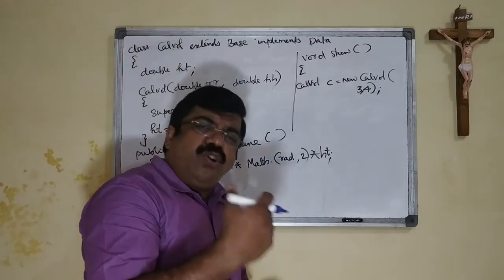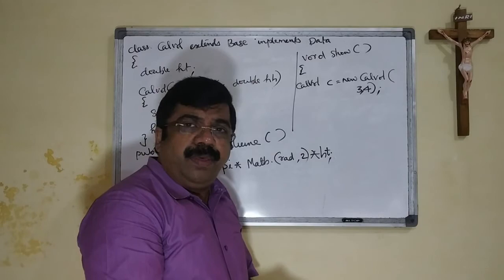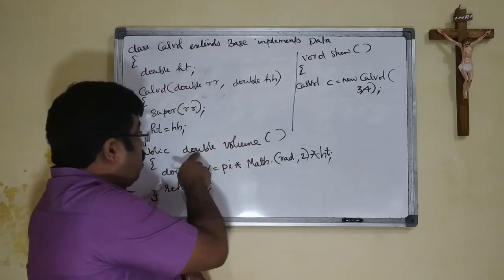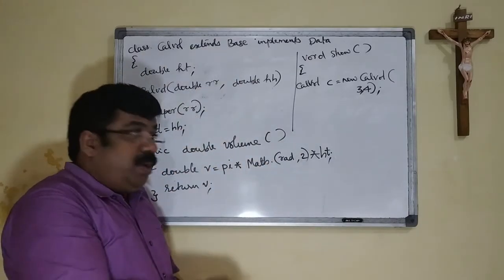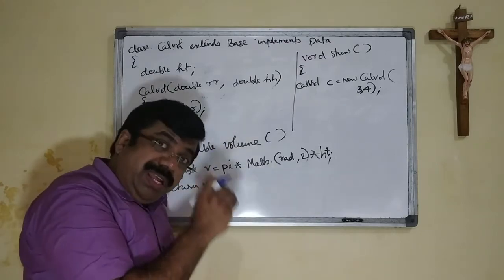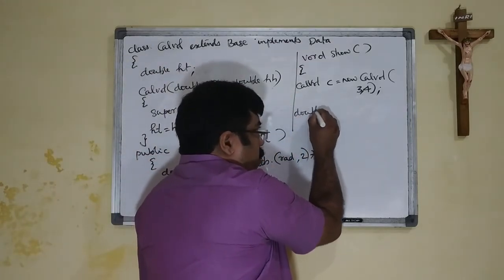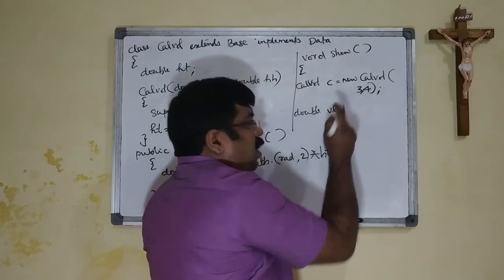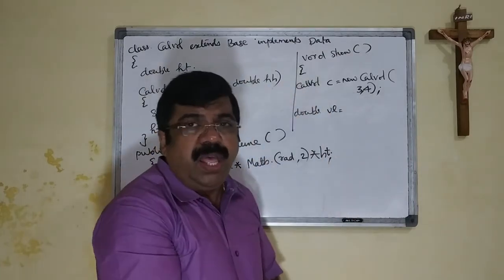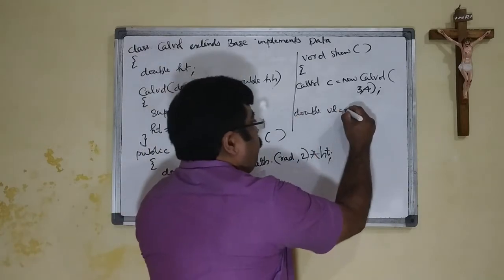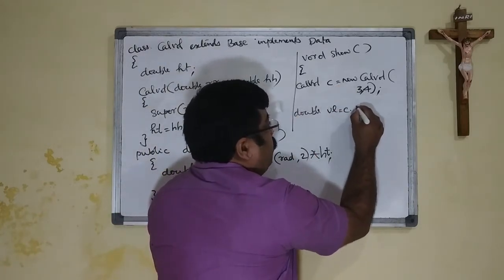Now we want to calculate the volume by using the function double volume. Double volume is returning a value, so give a variable for that. Double VL is equal to, VL is standing for the volume. What is that? C dot volume.